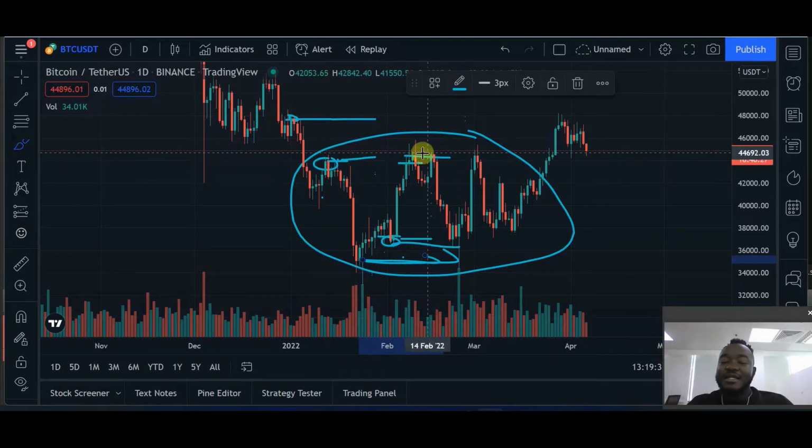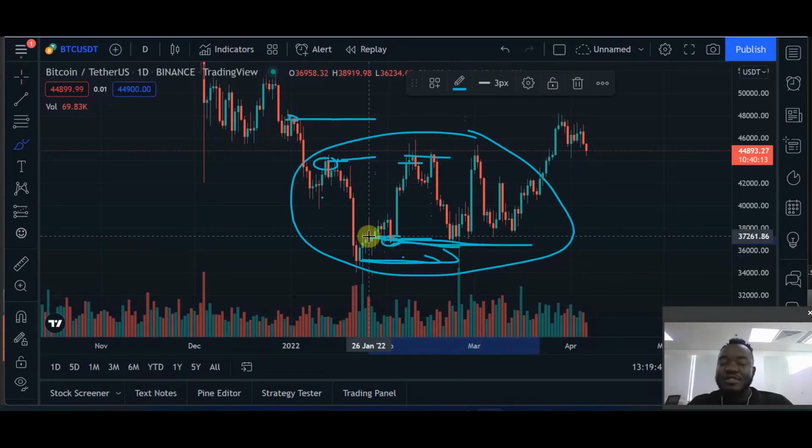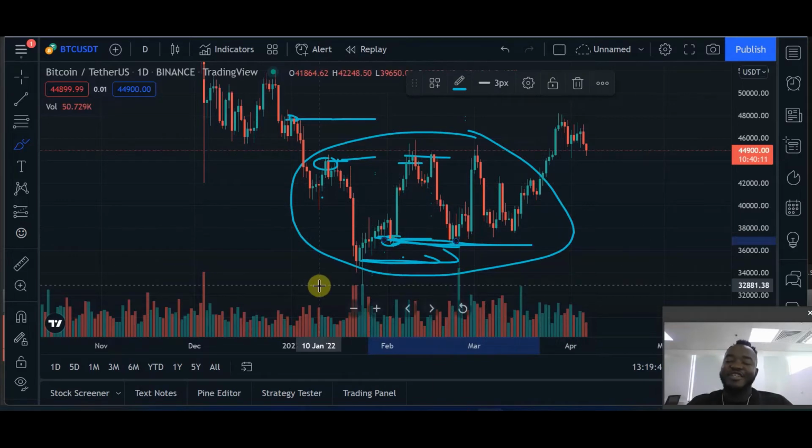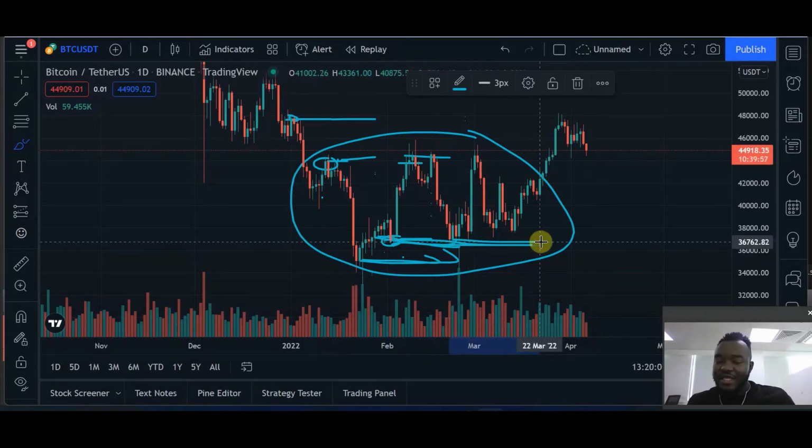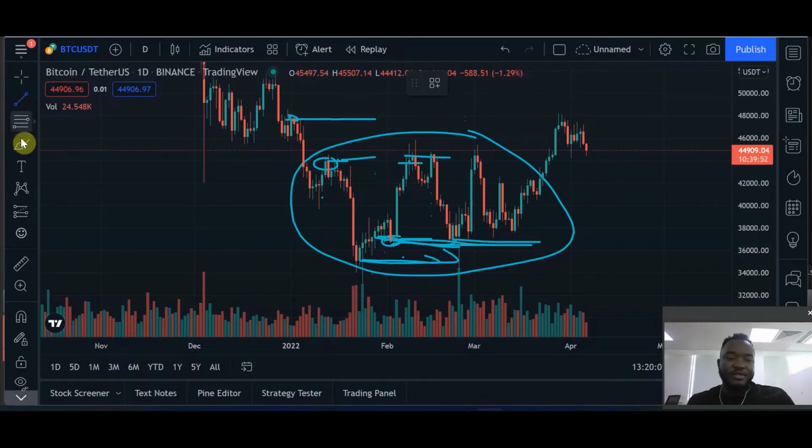Then this asset started dumping. It dumped to here, it pumped again and fell down. Can you see the asset fall to the same point it started before? Hope you're understanding me. So this area is a strong point of interest. This area is a strong point of interest. It also extends to here. Can you see that? Let me delete some of these things so that you guys will understand me very well.